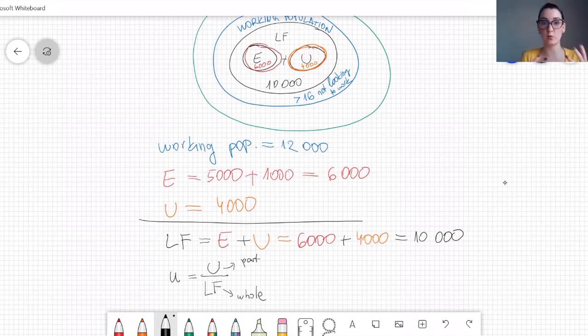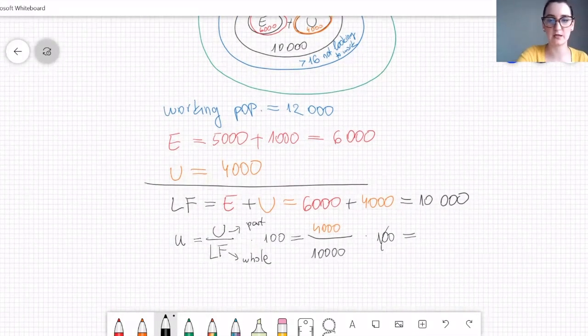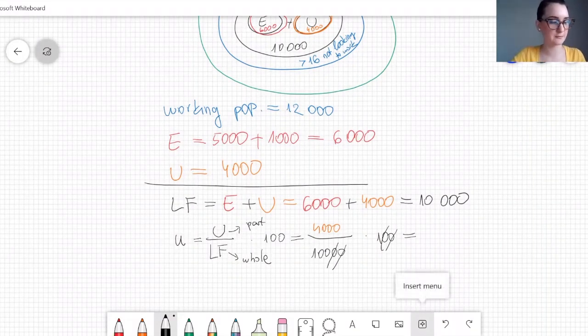And since this is a rate, we want it to be in percent. So we're just going to put times 100 in order to get percents immediately. Okay, so unemployed 4,000 over labor force, which is the number that we just got right here, 10,000, or we can look at it from the graph, 10,000, times 100 in order to get percents. And let's calculate this. We can cancel out some zeros to make it easier for ourselves. So then we have 4,000 divided by 100, which gives us 40%.